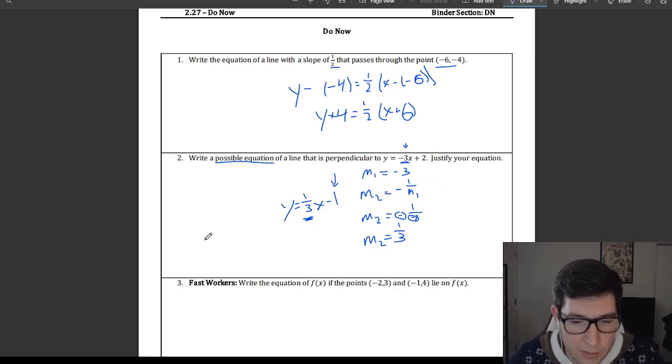Alright, if you had made it to number 3, that's awesome. Number 3, again, should kind of be old hat. Very similar to number 1, only you do have to actually calculate the slope. But then, it's the same exact process.